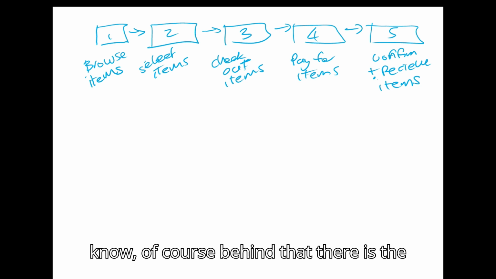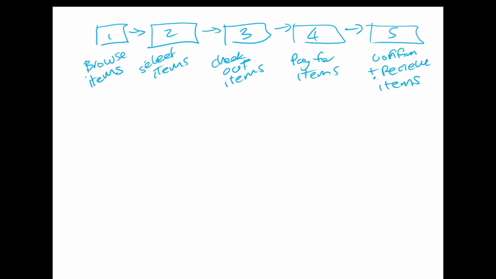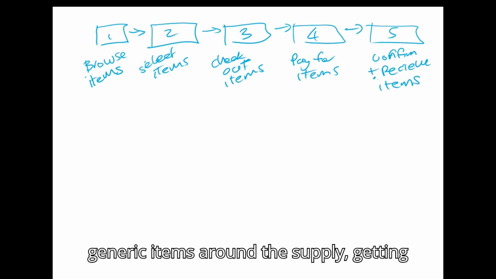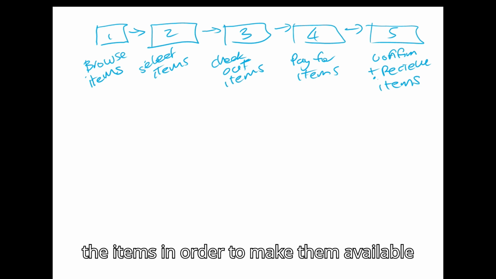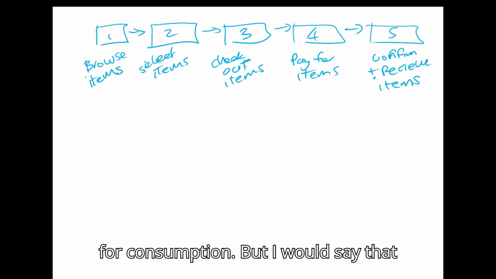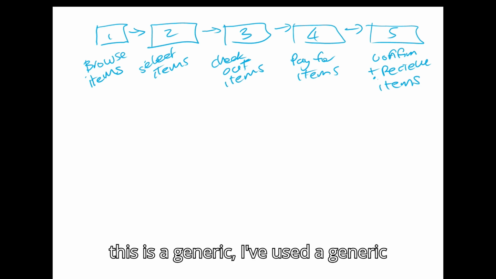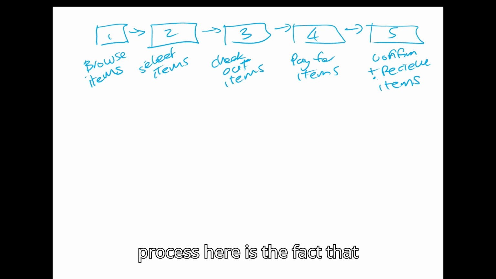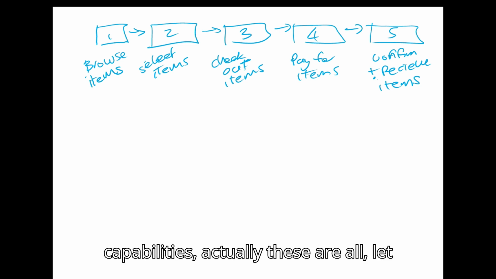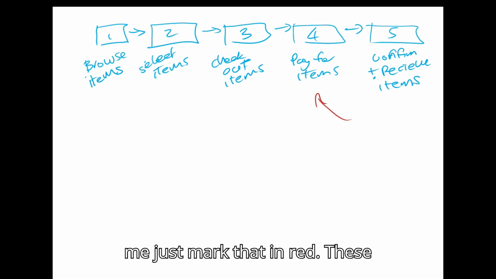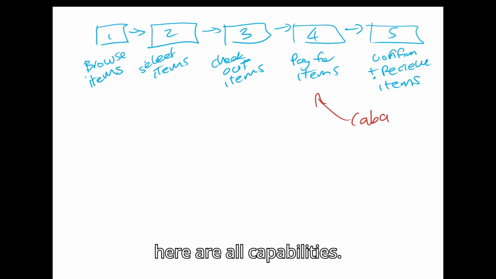And then, of course, behind that, there is the generic items around the supply, getting the items in order to make them available for consumption. But I would say that this is a generic process. And the reason I've used a generic process here is the fact that all of these 5 are capabilities actually. Let me just mark that in red. These here are all capabilities.